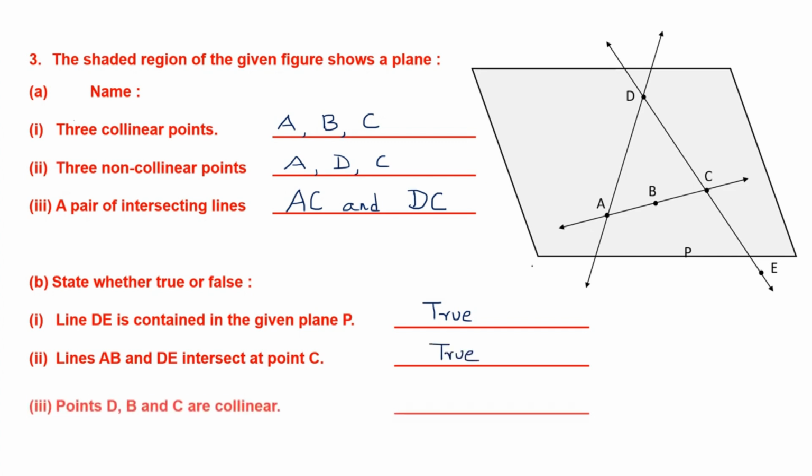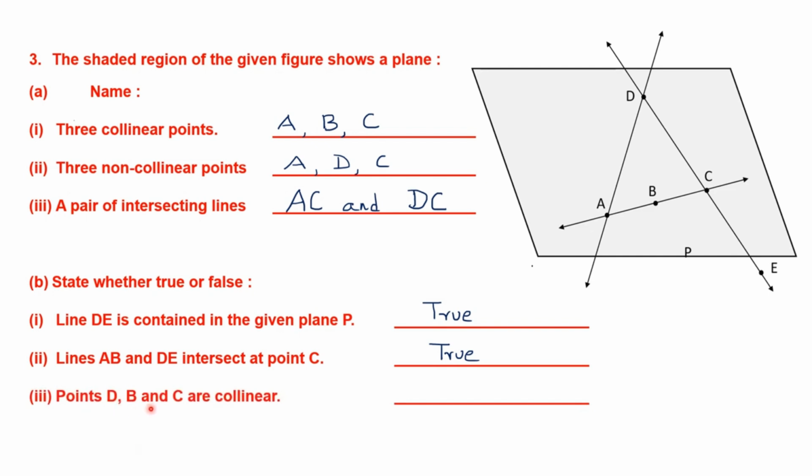Next one. Points D, B and C are collinear. Let's see that. Where is D? D is here, B is here and C is here. Now as you can see, these 3 points are not on the same straight line. So they are not collinear. So this statement is false.